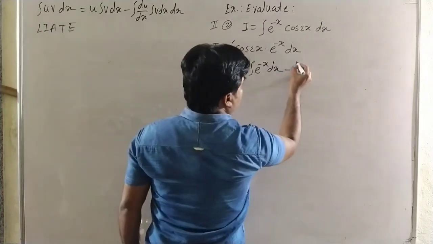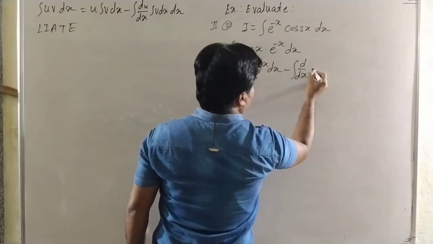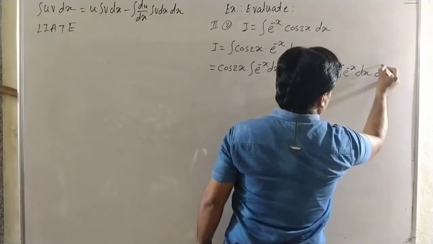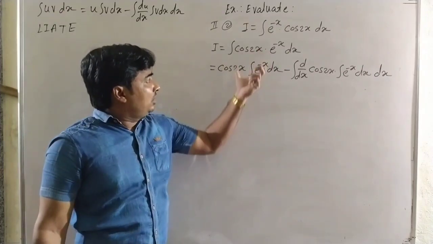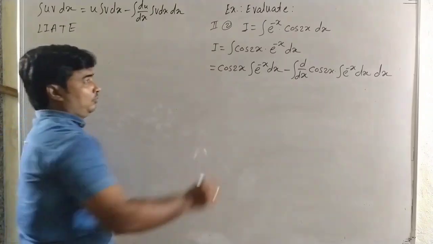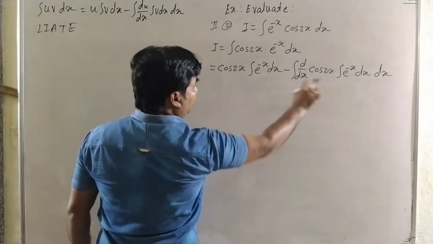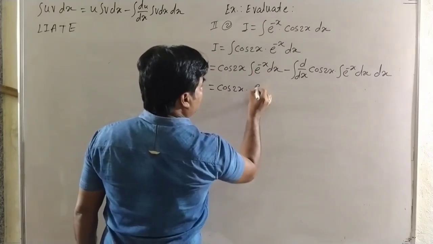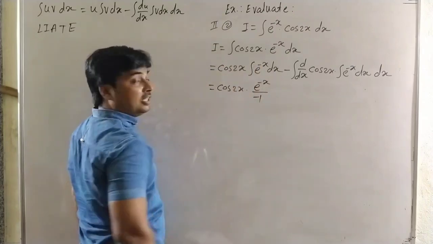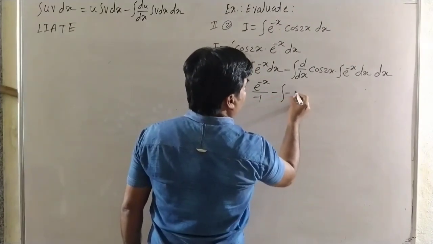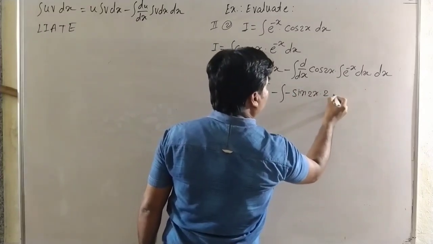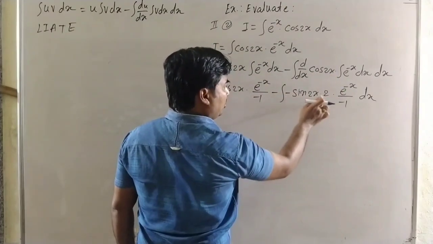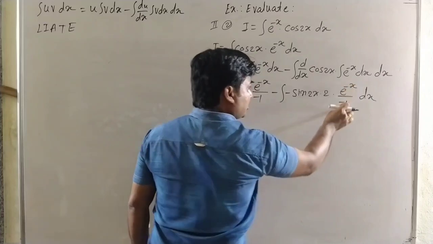U into integral of v, minus integral of derivative of u into integral of v, into dx. Okay, here it is only the expansion of this formula, u into v. Then it is cos 2x into integral of e raised to minus x, which is e raised to minus x upon minus 1, minus integral of minus sin 2x into 2 into e raised to minus x upon minus 1 dx. See carefully. Derivative of cos 2x is minus sin 2x, into integral of e raised to minus x, which is e raised to minus x upon minus 1.